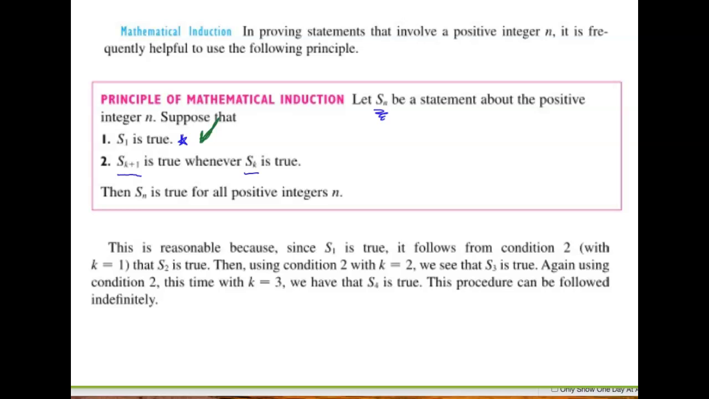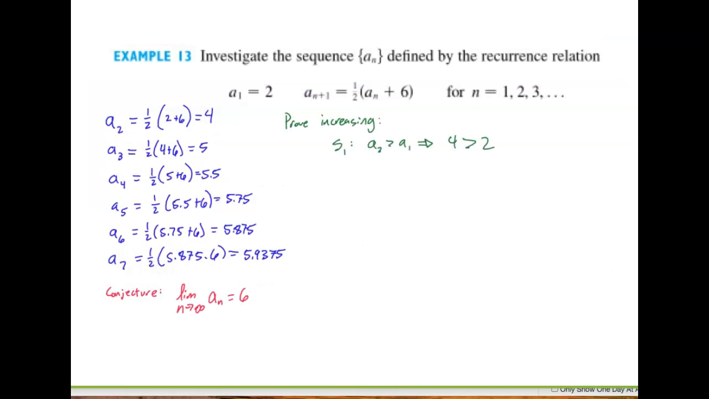So now we want to show that it must be true that S(k+1) is true when S(k) is true. So for that, we want to show that a sub k plus 1 is greater than a sub k. And here's how we're going to do that. We're going to recreate our sequence. So what I'm going to do is add 6 to both sides.